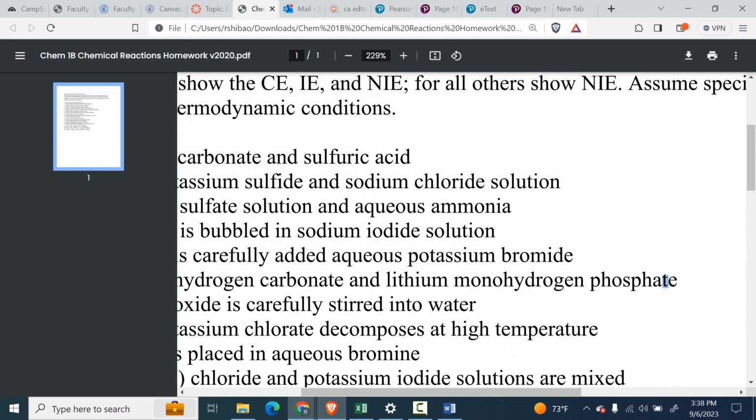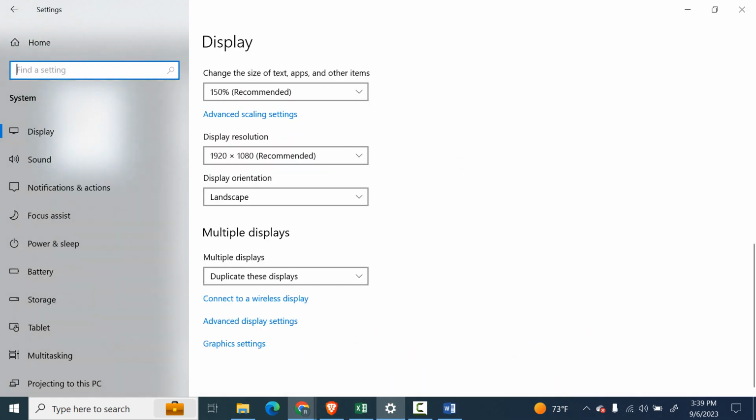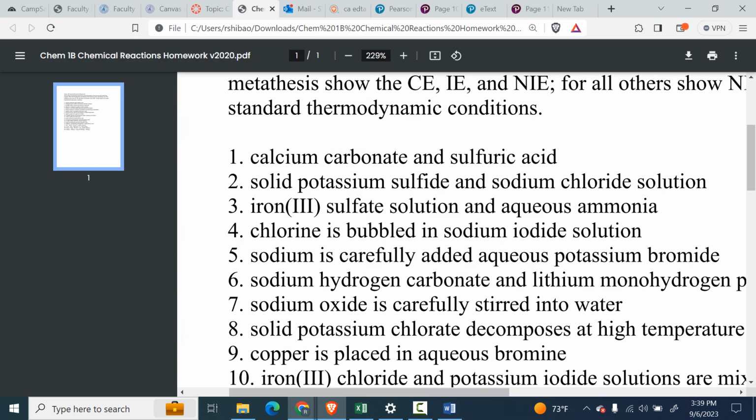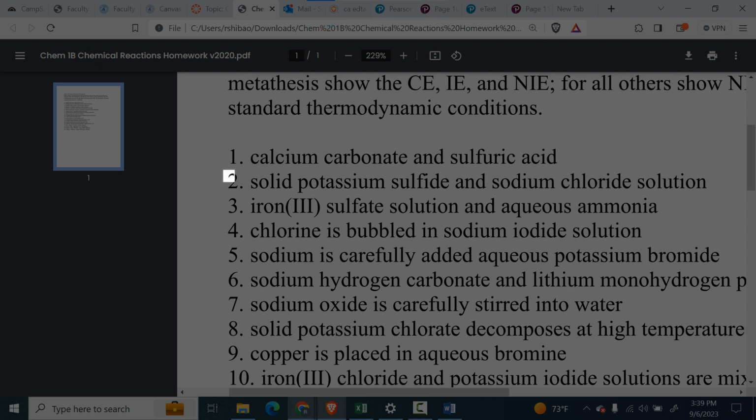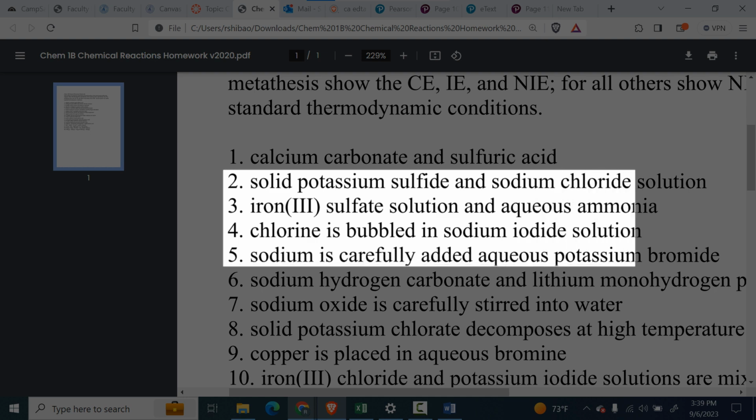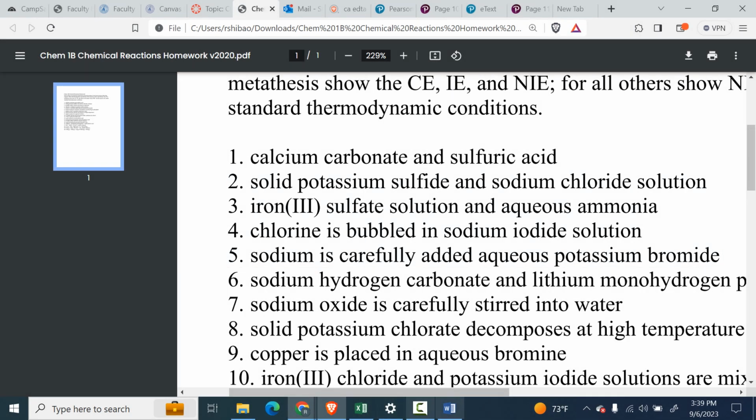So reaction 1 we already did. So let's take a look at reaction 2. Reaction 2 we did something very similar to that. And so I'm going to go through a few of these here. Let's go through reaction 2, 3, 4, and 5.